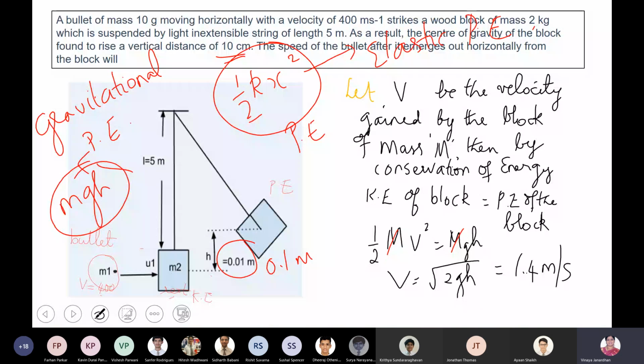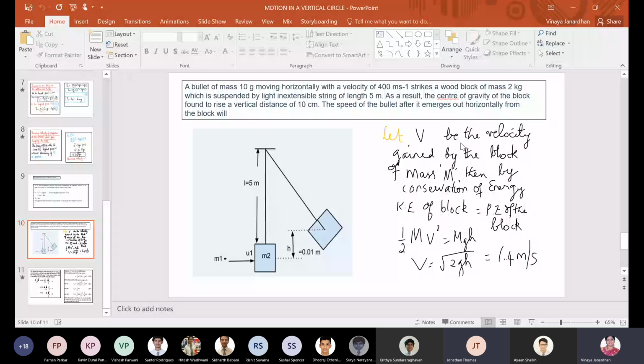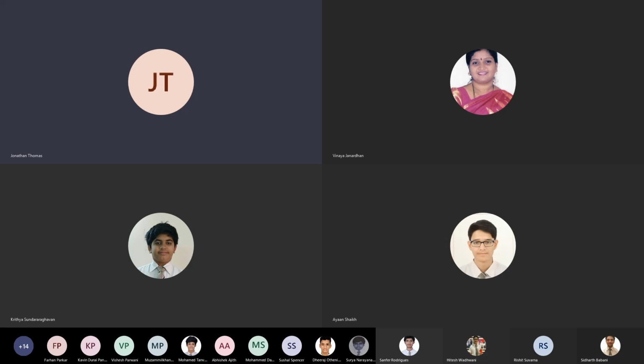Okay, shall I go first? Ma'am, this will be the velocity of the block, right? Yes, the velocity gained by the block. Ma'am, so that will be the same as the speed of the bullet when it emerges out. Correct. Okay, so I'll go for the next one.